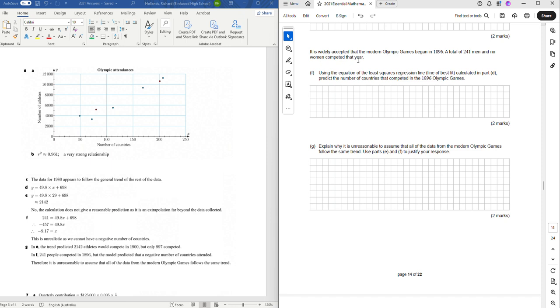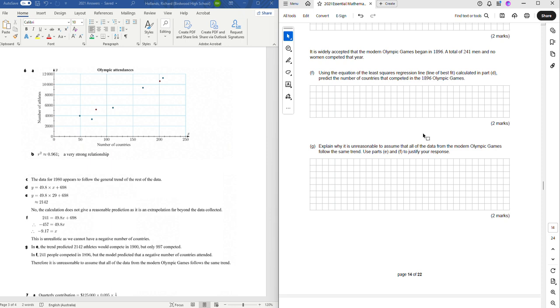Next question: it is widely accepted that the modern Olympic Games began in 1896. A total of 240 men and no women competed that year. Using the same least squares regression line formula, predict the number of countries that competed in the Olympic Games. This is a problem as well, because when we go through that calculation with 241 athletes, it actually gives us a negative number of countries. You need to say this is unrealistic because it's not possible for negative 9 countries to be competing in a game. There's no such thing as negative countries.